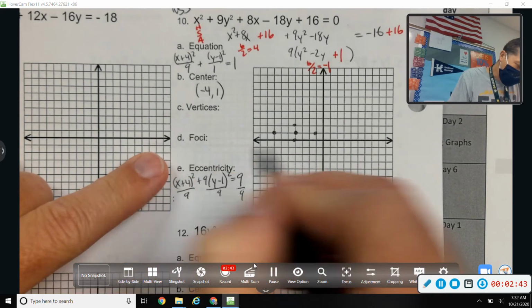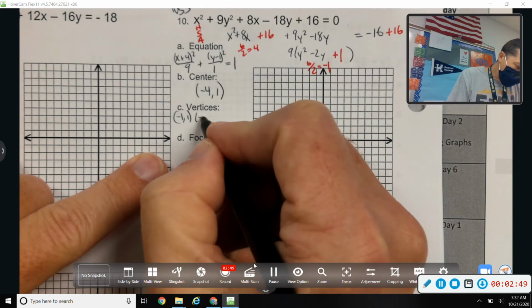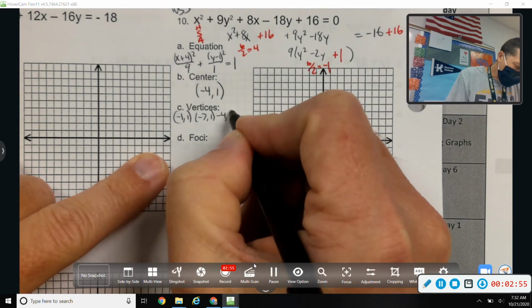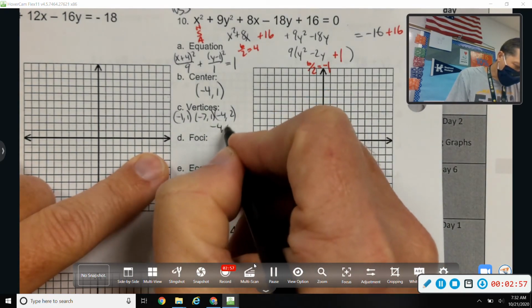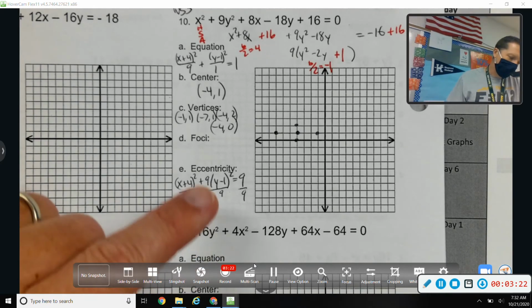And so now I can list those vertices. Negative 1, 1. Negative 7, 1. Negative 4, 2, and negative 4, 0. Ellipses have 4 vertices. Make sure you list them all. Hyperbolas have 2 vertices, but you can list all 4 if you want to. The other vertices are called co-vertices. They're sort of vertices, but sort of not. You graph them. They help you draw the box, and then the asymptotes. So list them or not, your choice on the hyperbolas.